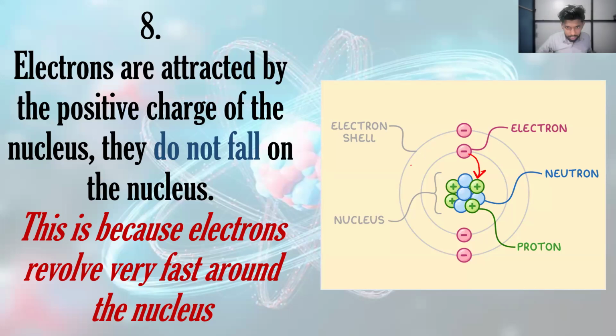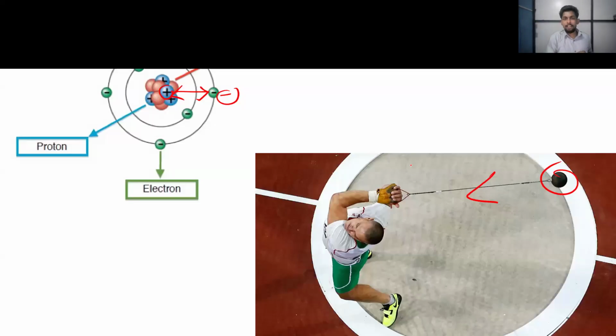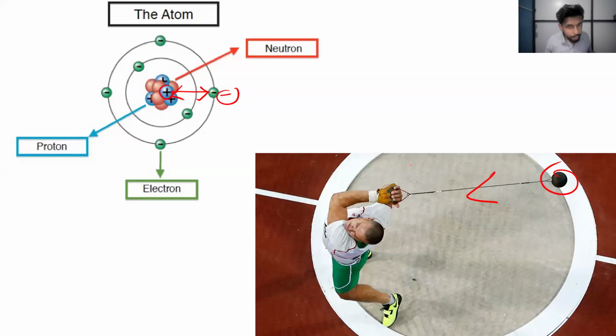You can compare that with this example. If you rotate a ball and pull it, even though you are pulling that ball, it will never move towards your face. Am I right or not? Never, it will never happen. Because why? You are rotating. If you stop rotating, then it will fall towards your face. Same like that here, the electrons are rotating around the nucleus.